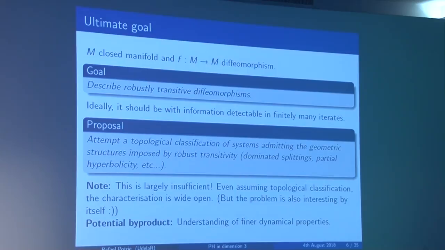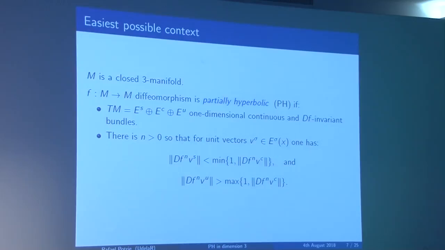So in this talk, I will concentrate on the easiest possible context beyond the surfaces, which is we'll work in three-dimensional manifolds and assume a geometric structure which is the easiest possible that we don't know how to deal with. This is what's called partially hyperbolic systems, and today this will mean that you have a continuous splitting into three bundles which are invariant by the derivative, and they verify some contraction and expansion properties. Again, this is not evident from this definition, but this is something that you can detect by looking at only finitely many iterates and its derivatives.